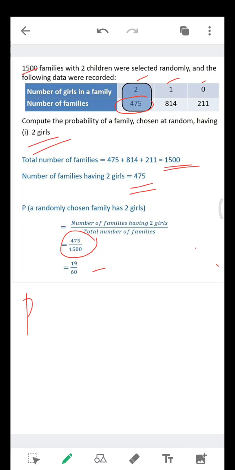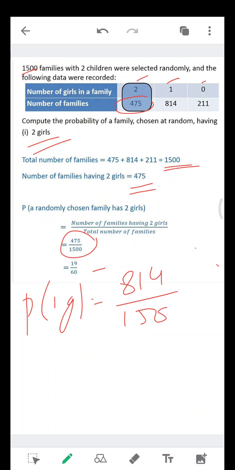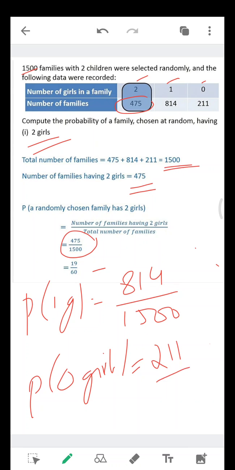Similarly, you can find the probability of a family having 1 girl also. It will be 814 by 1500. Then the probability of a family having 0 girls. How many families have 0 girls? It's 211. So you can write 211 by 1500. Very simple. Whole data is given here. You have to write favorable by total, and you'll get your answer like this.